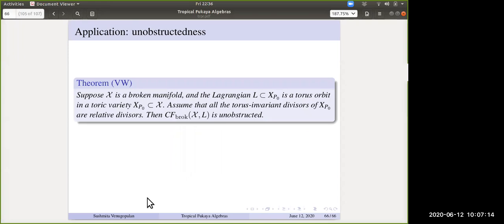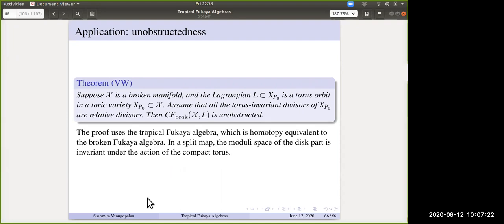Okay, and that's my last slide. I use this tropical Fukaya algebra to prove unobstructedness in the case where one of the pieces is a toric variety and the Lagrangian is toric. So I'll stop here and I'll take questions. Thank you.